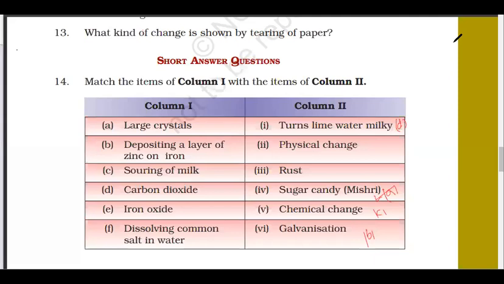Okay. Next. Iron oxide, rust, E. Dissolving common salt in water, physical change, F. Got it? Right, everyone? Got this? Very good, everyone. Next.